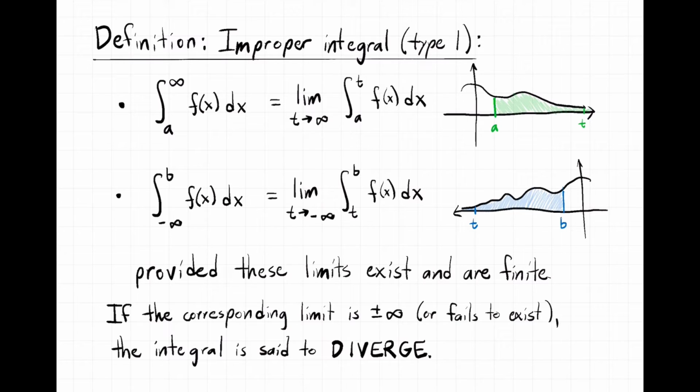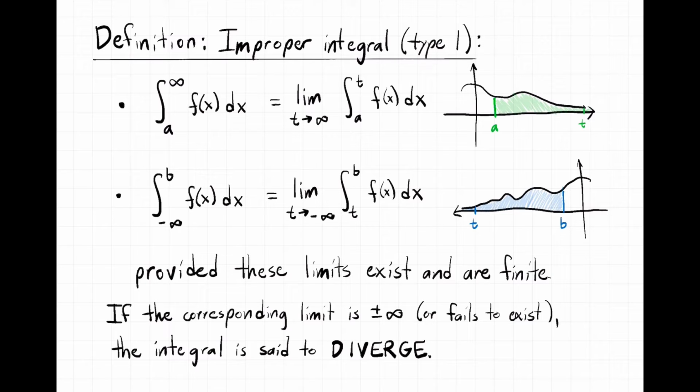Alternatively, if we want to find the area from minus infinity to some finite upper bound of our function, we'll let that lower bound be a variable, call it t, and find the integral from that t up to our upper bound b of our function, and take the limit as t goes to minus infinity. So we'll just keep pushing that lower bound farther and farther to the left and see what we end up with for our integral.